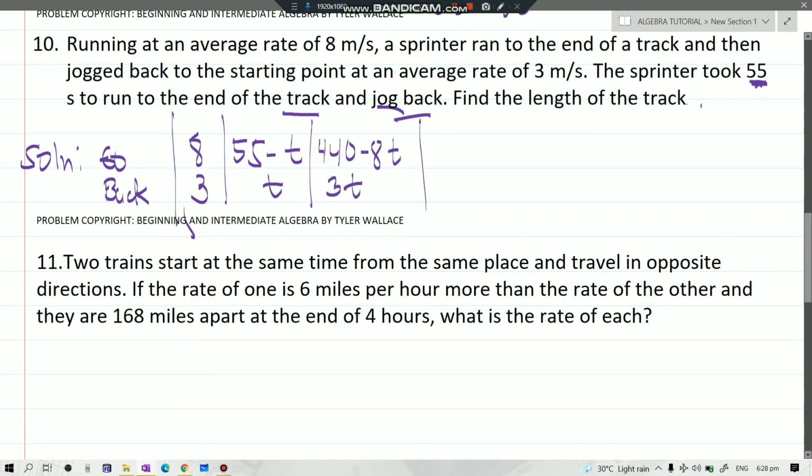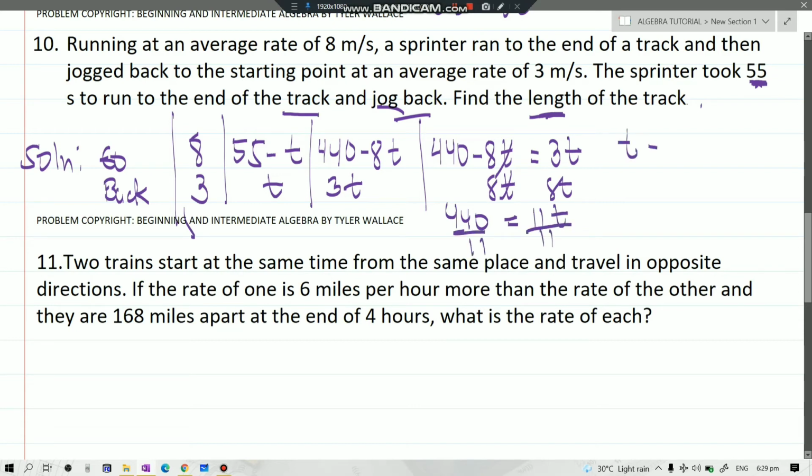So, since wala tayong total distance and yun ang hinahanap, so we have 440 minus 8t is equals to 3t. Isolate. So, we have 8t, 8t. So, we have 440 is equals to 11t. Divide both sides by 11 and you will get t is equals to 40.